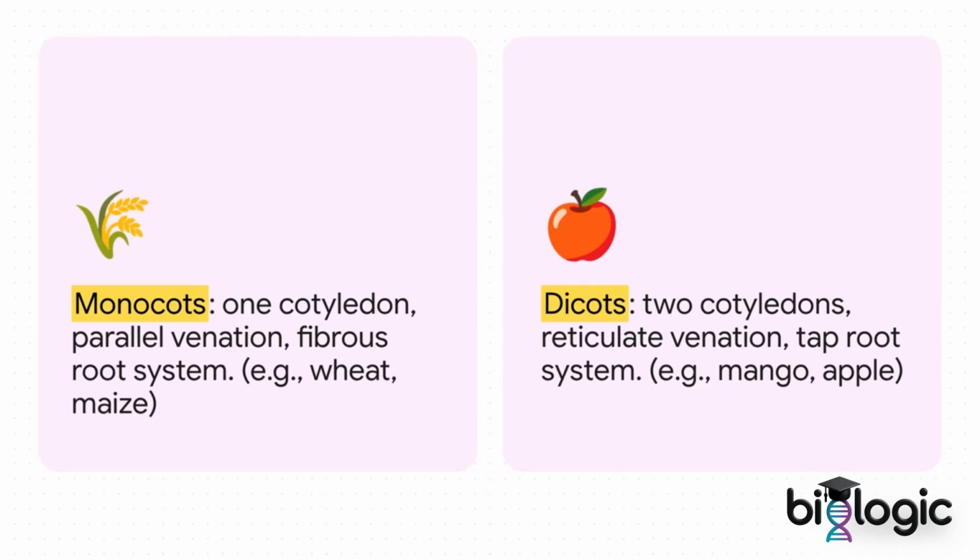And this wildly successful strategy allowed angiosperms to diversify into the two major classes we see today, monocots and dicots. They developed different blueprints for their seeds, leaves, and roots, which just showcases the incredible range of forms that could evolve from that single brilliant innovation of the flower.